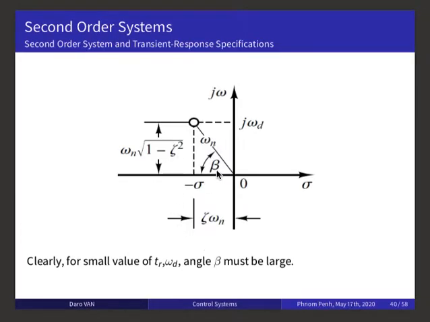So you define this angle as delta, and then this angle is pi minus delta. So clearly, for a small value of tr, omega_d angle delta must be large.